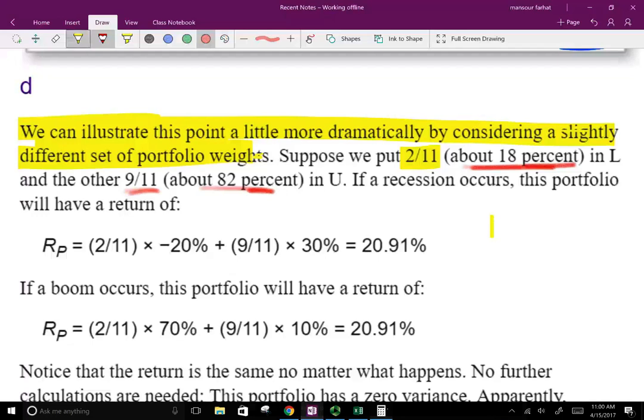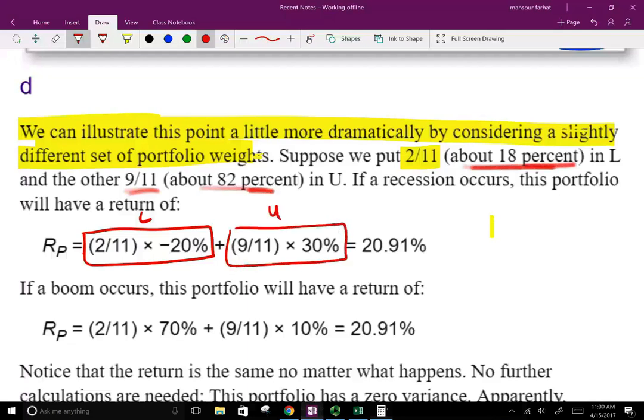If a recession occurs, let's look at this. Stock L will perform the following. 2/11 is invested in stock L, and it's going to lose money, and the other amount of money is invested in stock U, 9/11 of the money, which is 82%. So the expected return under those circumstances is 20.91. This is in case of a recession.